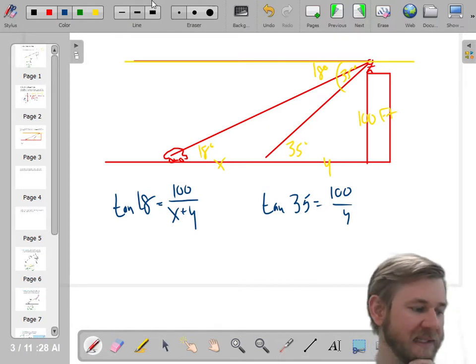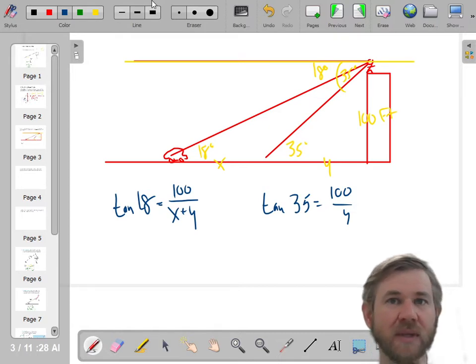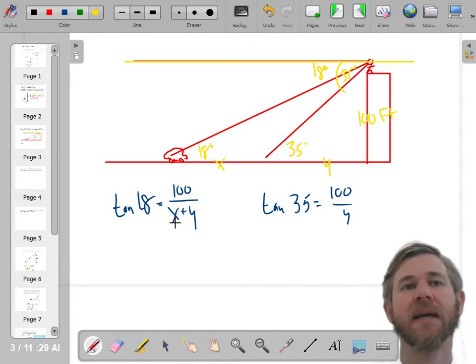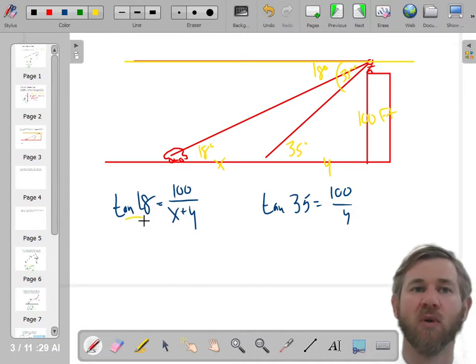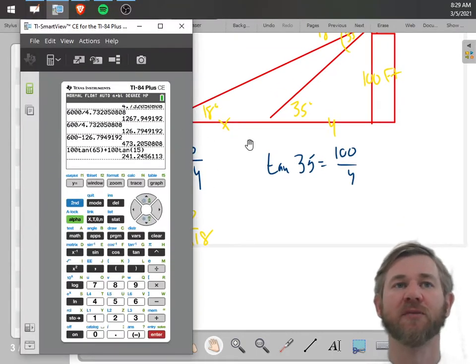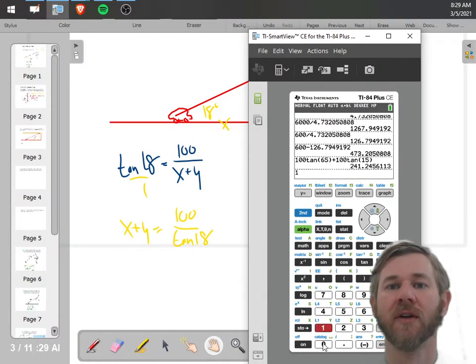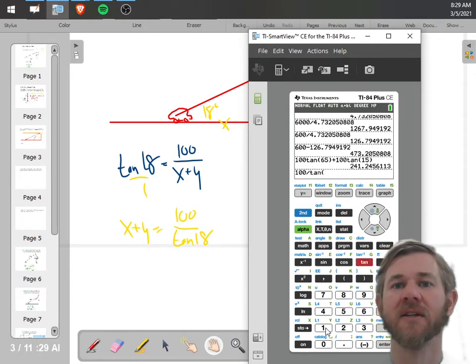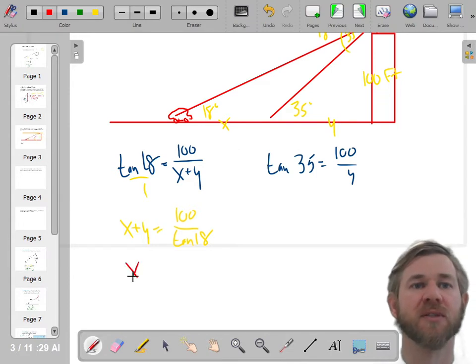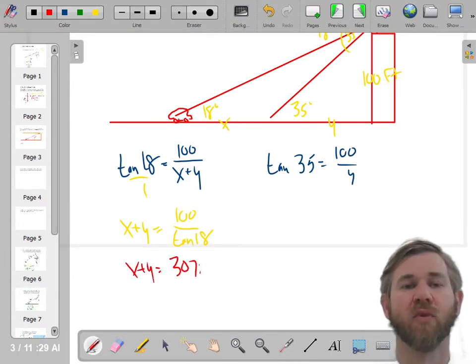We need to find x plus y. Can we do that? Yeah, we can do that. We can find x plus y really easily. This is a proportion, so you might remember that you can flip these things. This is the same as saying x plus y is 100 over the tangent of 18. To solve, when the variable's in the denominator, you have to divide. So I can figure out what x plus y is pretty easily by doing 100 divided by the tangent of 18, and that is 307.77. So x plus y is 307.77 feet.